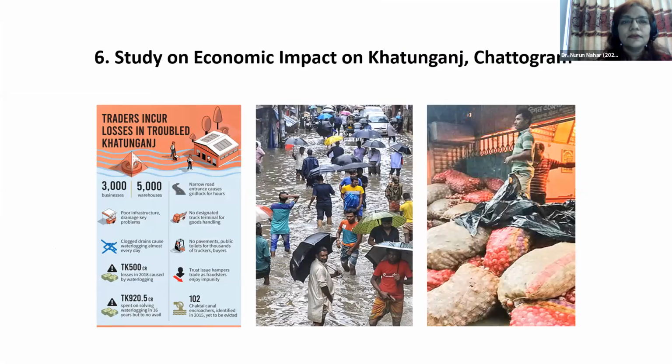And the other study that we did was on the impact of waterlogging. As you know, waterlogging is a menace to our cities. As Bangladesh is growing, waterlogging is also a problem, some due to natural causes, some due to man-made ones. So we studied again in Chattogram, which, as I mentioned, is a hub for industrialization. Khatunganj is a very old, traditional business area, doing business there for the last 100 years. It is a wholesale market area.